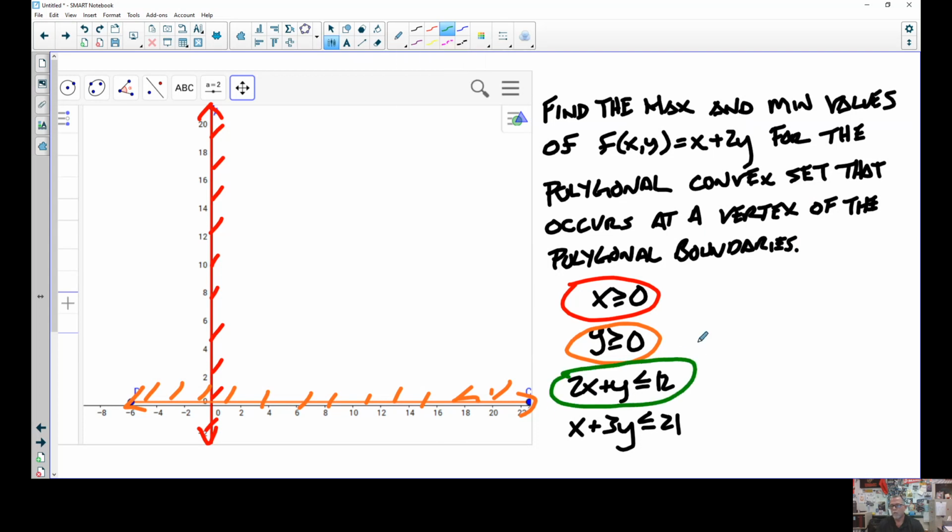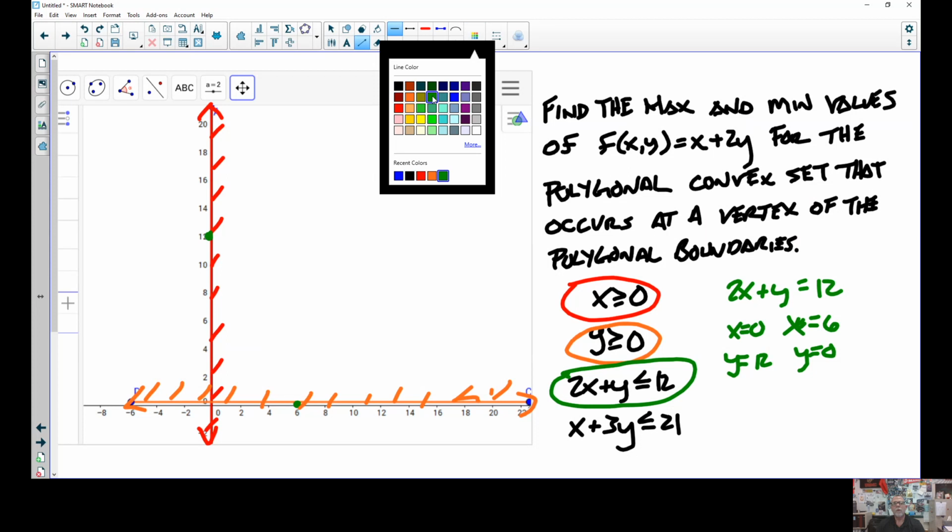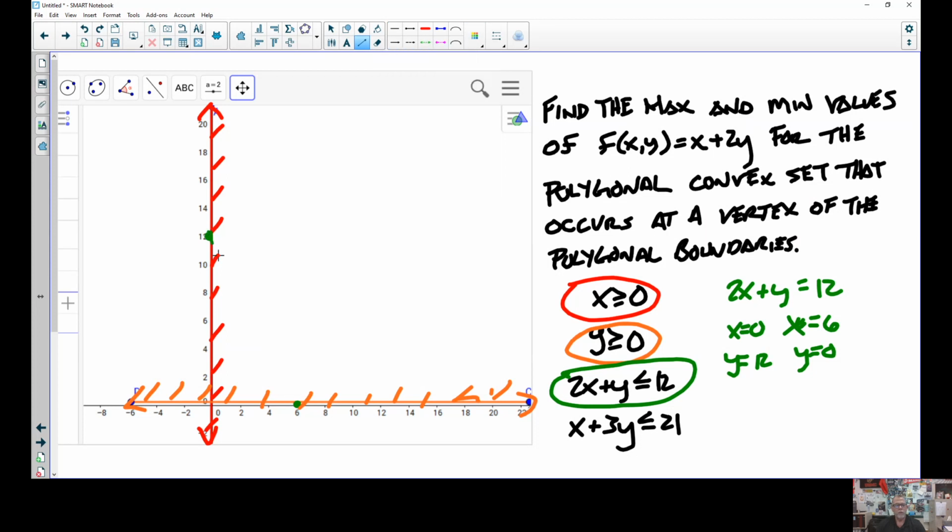We have 2x plus y equals 12. Well, 2x plus y equals 12 means when x is 0, y is 12. When y is 0, x is 6. So I can graph the point 6, 0 and the point 0, 12 and connect those. So let's do that. That goes from here to there. And again, we put our arrows on those.